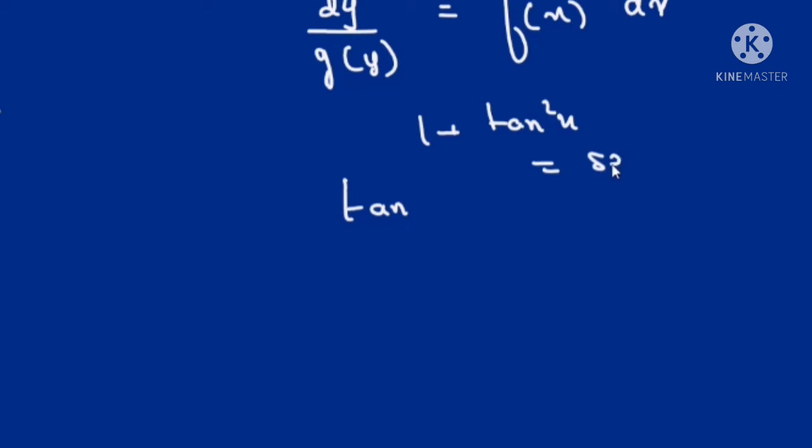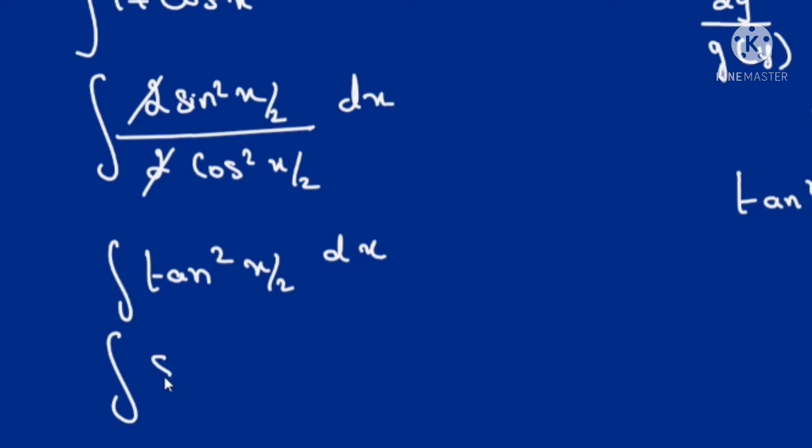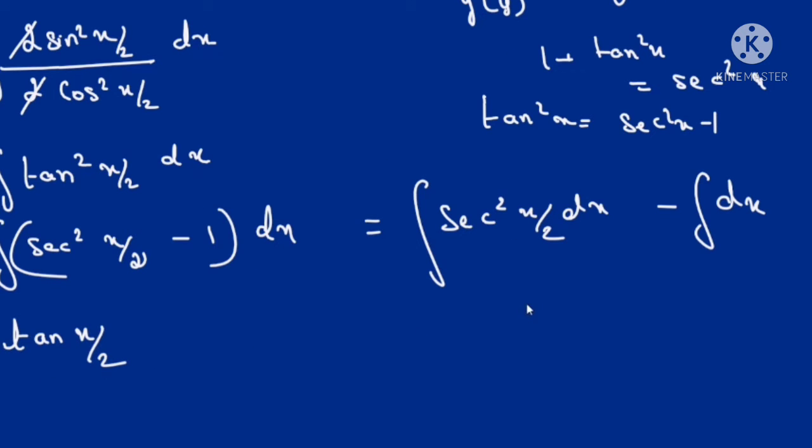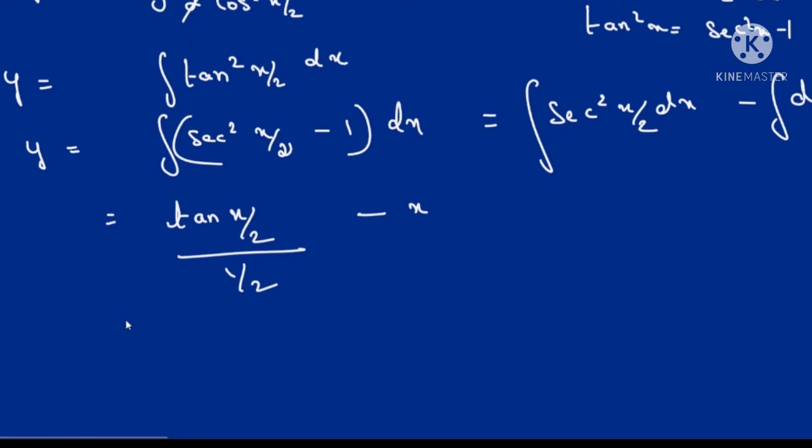1 plus tan square x is secant square x. So tan square x is secant square x minus 1. So the integration of secant square x by 2 minus 1 is equal to tan x by 2. What is the coefficient of x? The coefficient of x is 1 by 2. So divide by 1 by 2, minus x. So that means y is equal to 2 tan x by 2 minus x plus a constant c.